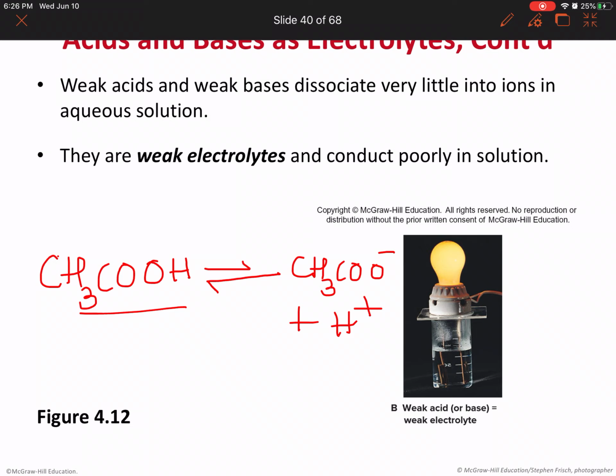That's why, since it's not going to form many ions, if you have a weak acid, there's only a little amount of electrolytes present, so you can see it's a dim light. It's not as bright as the strong electrolyte, which is hydrochloric acid or any of the strong acids. They conduct poorly in solutions.